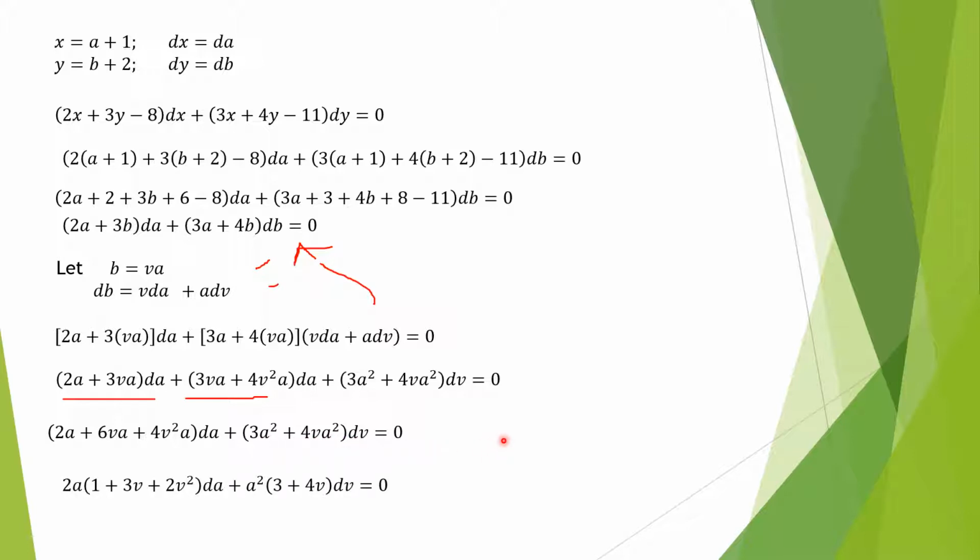Then you can factor a: a(1 + 3v + 2v squared) da plus a squared (3 + 4v) dv = 0. Finally, to make it variable separable, divide this by a squared and by 2v squared plus 3v plus 1.